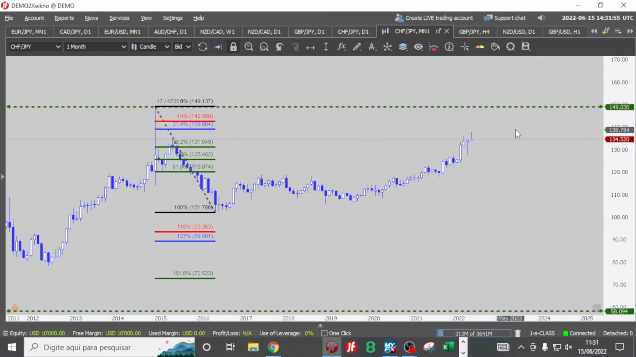See in here, Patrick. This Fibonacci is still valid. The market didn't hit the A, didn't stop. Okay, Patrick, CHF JPY, the monthly downward is still valid. Lambo not over yet.